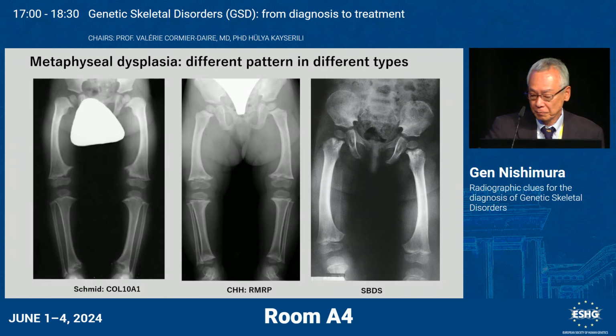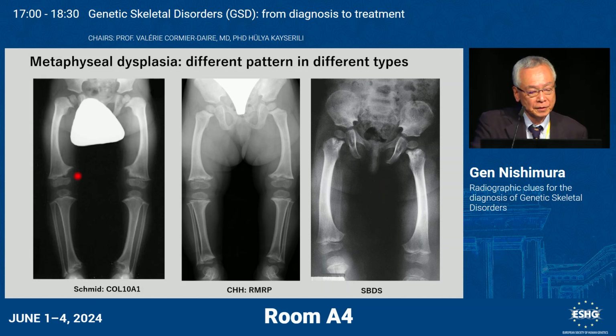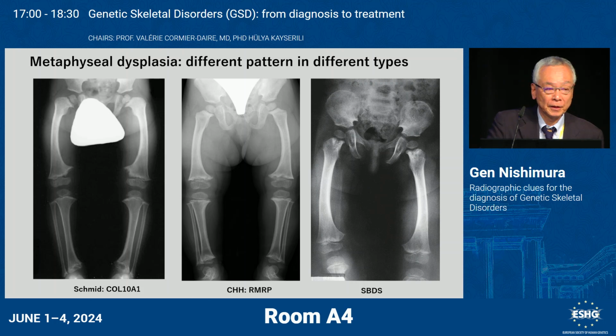Here are three cases of metaphyseal dysplasia: Schmid, cartilage hair hypoplasia, and Shwachman-Diamond syndrome. You can see different patterns in different types. In Schmid, both knee and hips are almost equally affected. In cartilage hair hypoplasia, the knee is severely affected, but the hip less severely. In Shwachman-Diamond syndrome, the hip is more severely affected as compared with the knee.